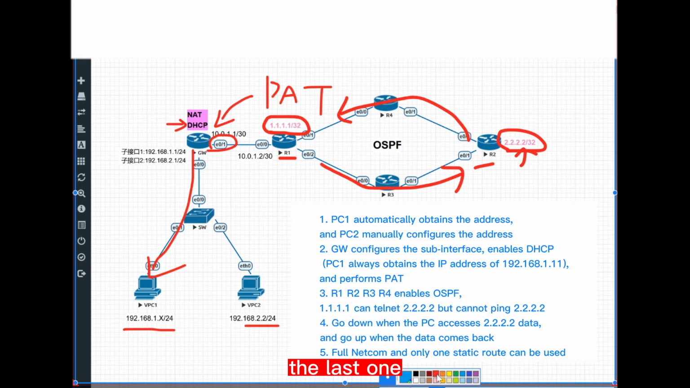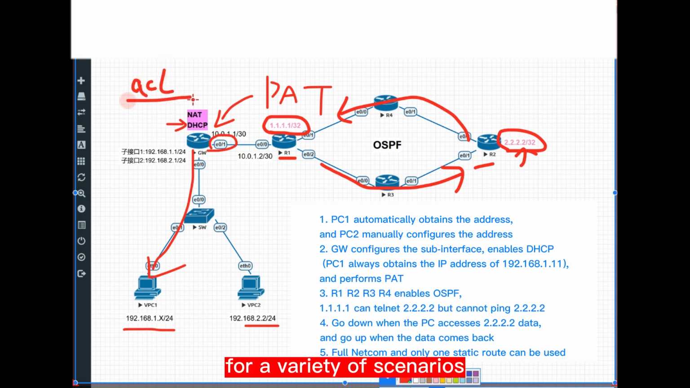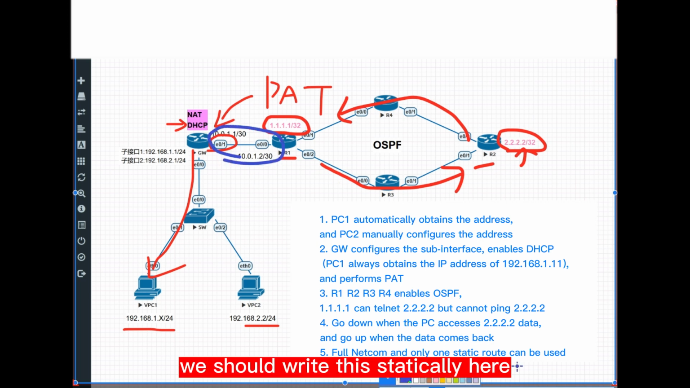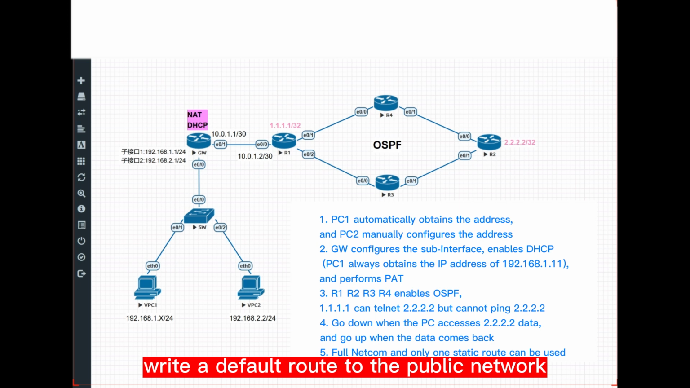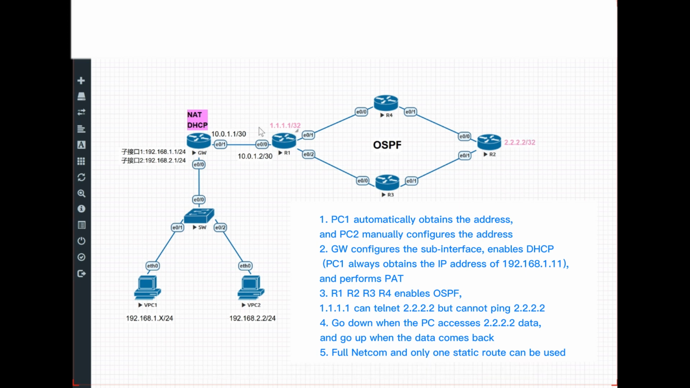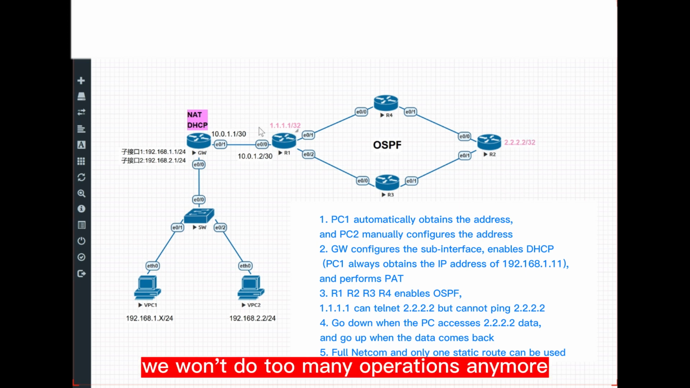The last one: we can only use one static route. In fact, when we do targeted ACL for a variety of scenarios, sometimes people mess with static routes, so we have to stipulate. If only one static route, we should write it here: a default route to the public network. So in other places, we won't do too many operations anymore.